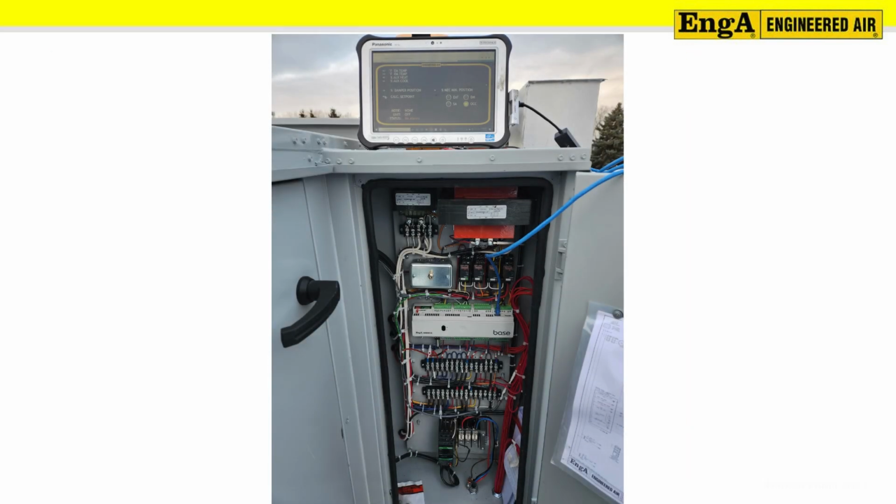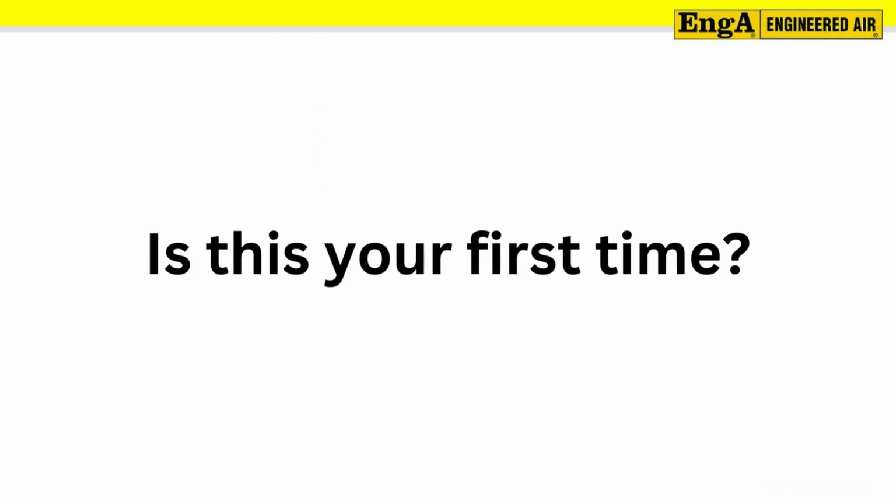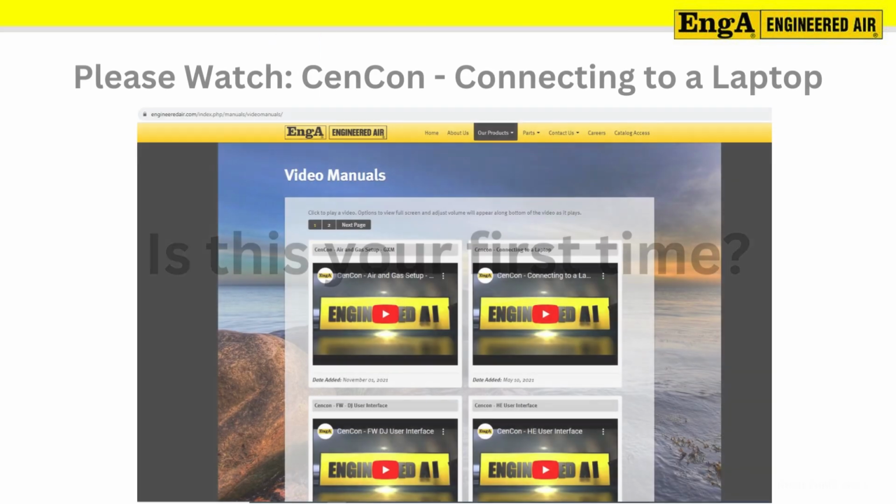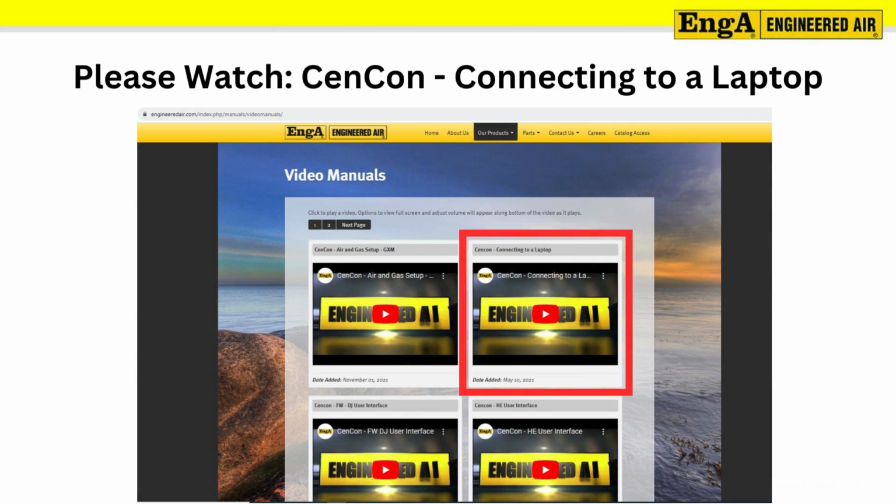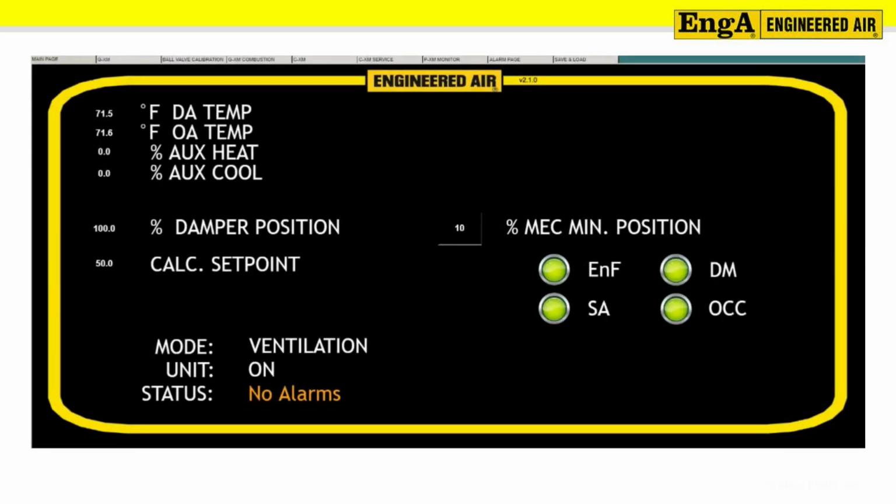If you have not already done so, you will now need to be connected to the CenCon or base controller with a laptop, tablet, or compatible smart device. If this is your first time connecting to the controller, please refer to the CenCon Connecting to Laptop video manual for more details. Verify that the equipment is on and the supply air blower is running. Then go to the GXM page.